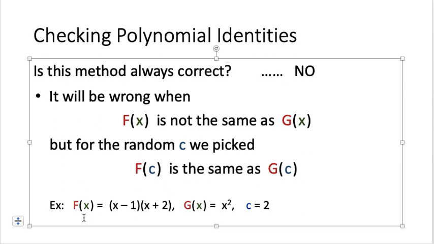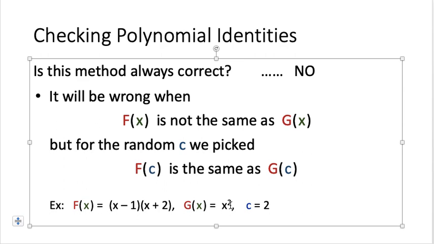So for instance, let's see a new function f of x. Here f of x is (x minus 1) times (x plus 2), and then g of x is equal to x squared. If you take a quick look, these two functions are not the same. On the other hand, suppose that we are very unlucky and select the random number c to be equal to 2. Then what will happen? The left-hand side, f of 2, will be 2 minus 1, which is 1, multiplied by 2 plus 2, which is 4. So you get a 4 here. On the other hand, g of 2, after computation, you will also get 2 squared, which is equal to 4.